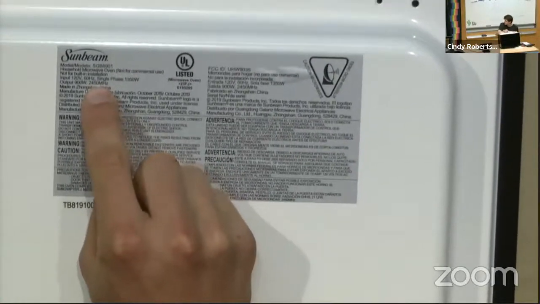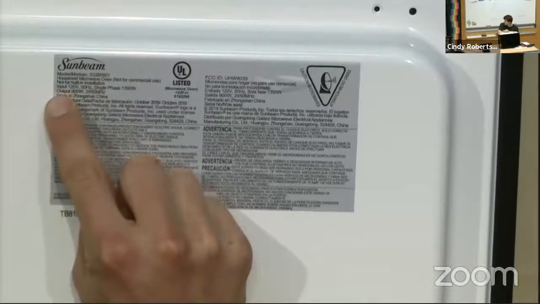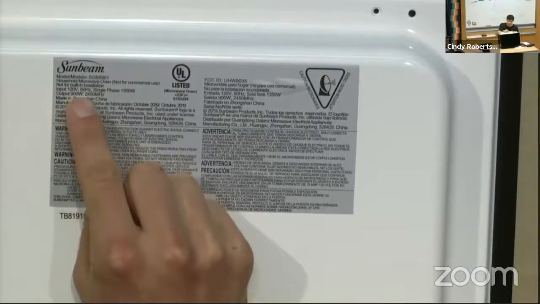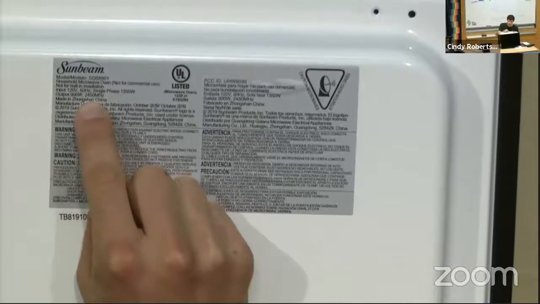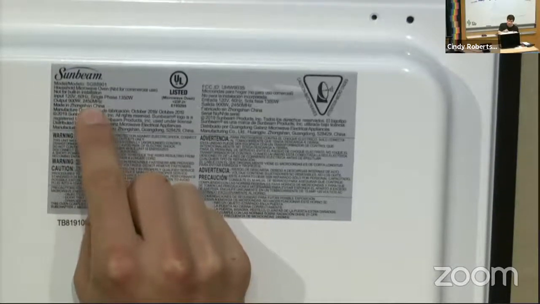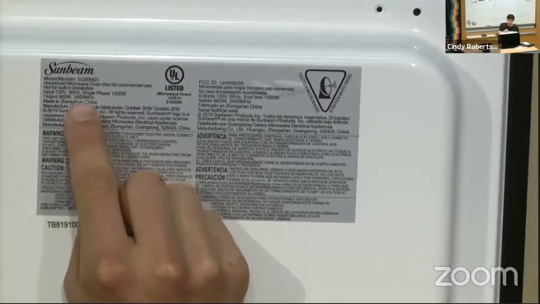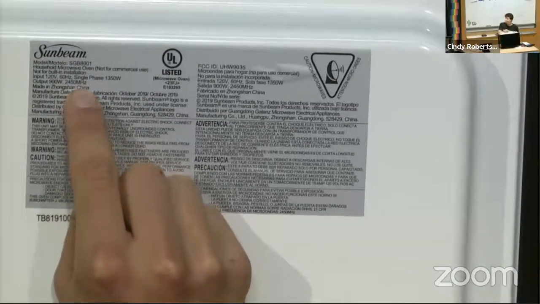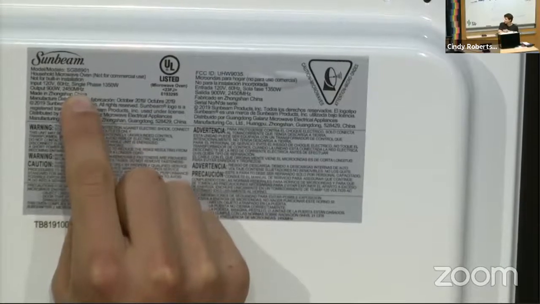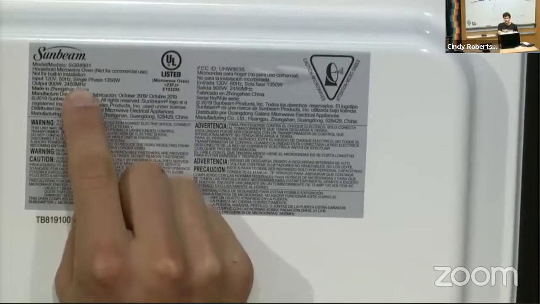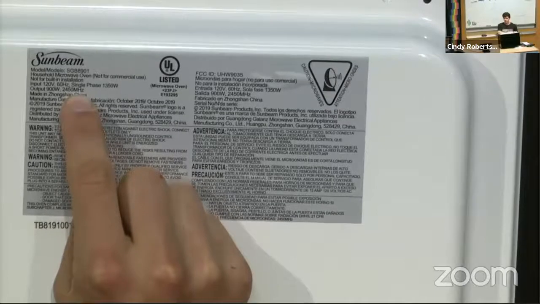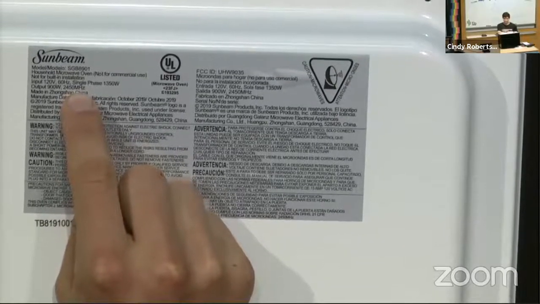So you can see here next to the output power, it says this one's a 900 watt microwave. And you'll see a number followed by MHz. And that MHz stands for megahertz. And 1 megahertz is 1 million hertz. So that's 1 million cycles per second.